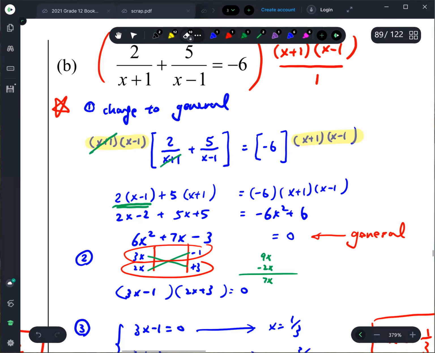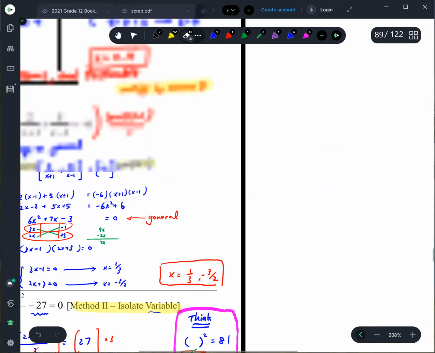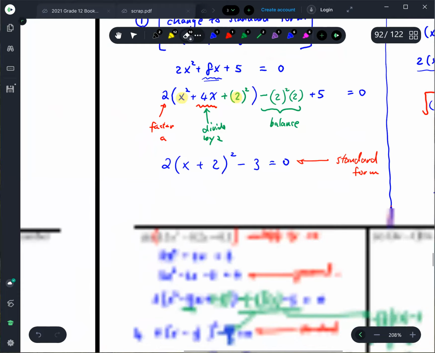So the whole point of multiplying by the common denominator is so your denominator is gone, okay, disappears. And then once you've gotten rid of the denominator, you just do the FOIL expanding, okay. So we have quite a few answers. Let me check.